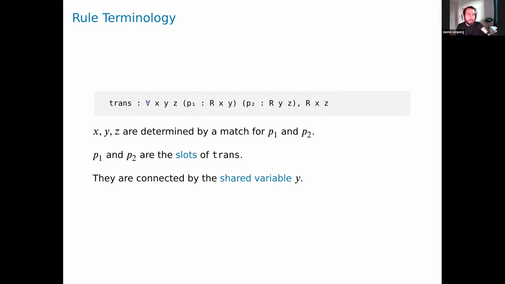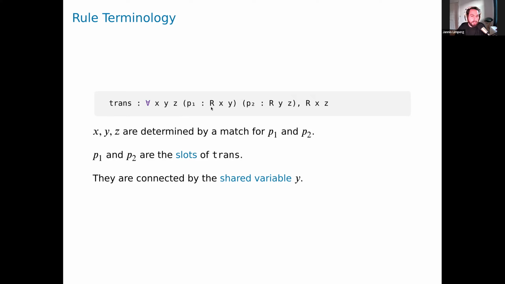Okay, so the question is now, how do we implement the state and this functionality? And to talk about that, I'll introduce a little bit of terminology about forward rules. So let's consider again the transitivity rule that we've seen a couple of times already. And we first notice that some of the premises of this rule, namely x, y, z, are already determined if we have a match for these premises P1 and P2.